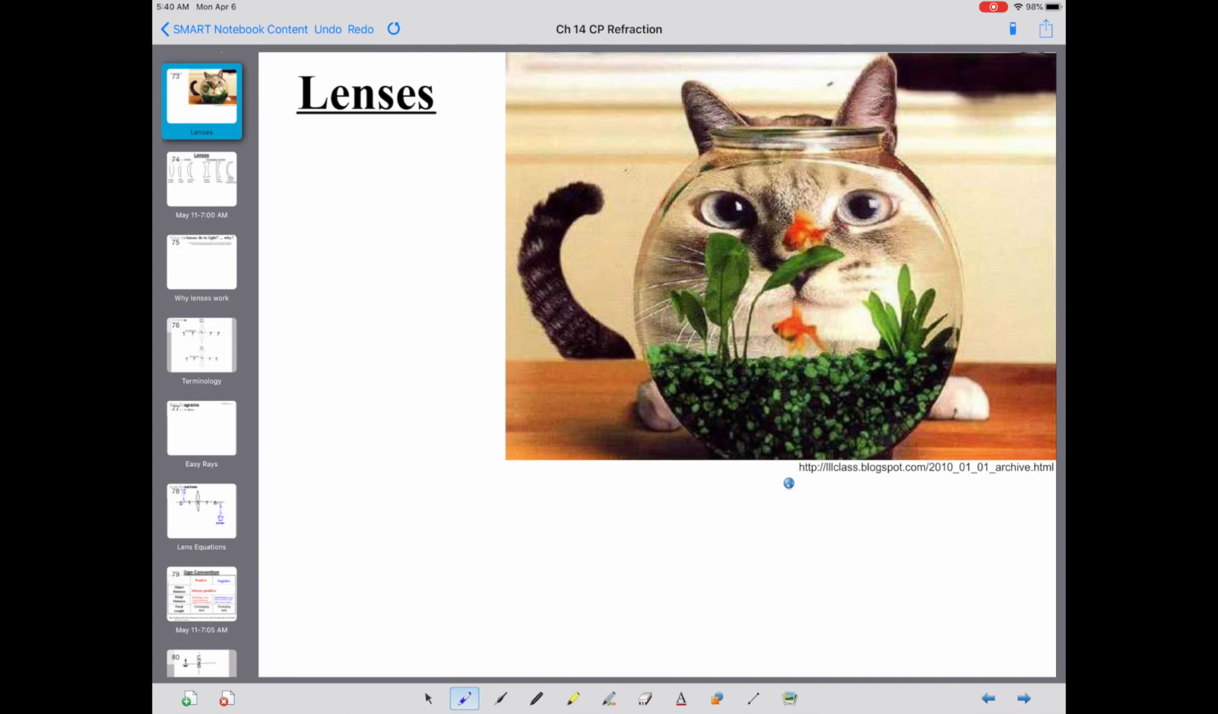Welcome to physics. It is time to ponder lenses. So we built kind of the background on refraction, gotten an idea of how light bends based on index of refraction, calculated angles with Snell's law.